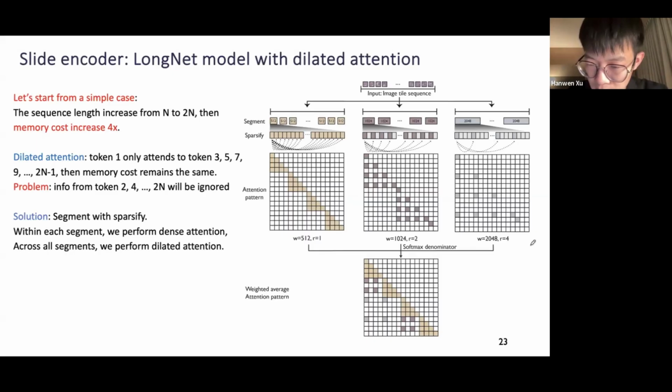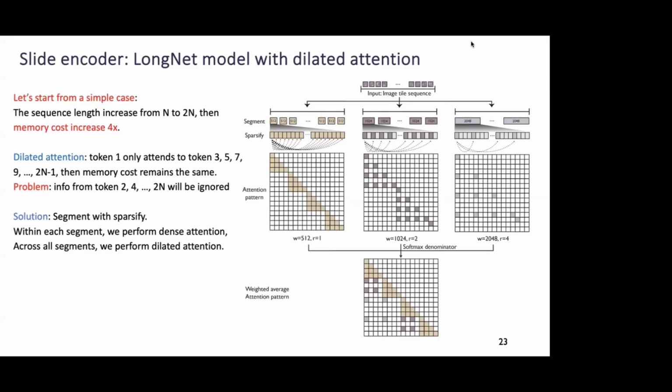And after we have performed all the attention patterns, we then do a weighted average to obtain the final attention patterns, like we illustrated here. So different colors represent different segments we did before, and then this model can be applied to billions of tokens to aggregate or summarize all the features associated with the specific whole slide images. So I think maybe we can stop here a little bit and see if our friends have any questions.